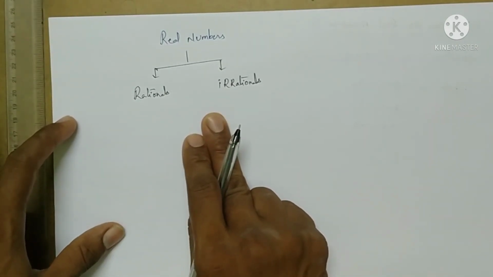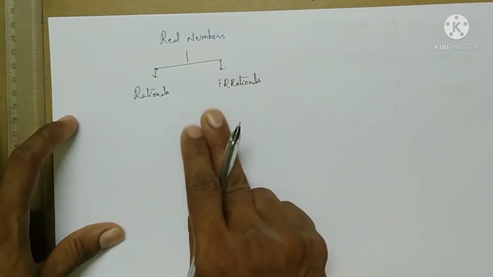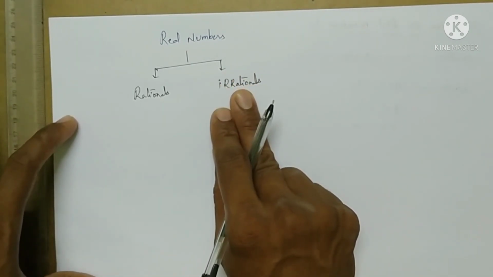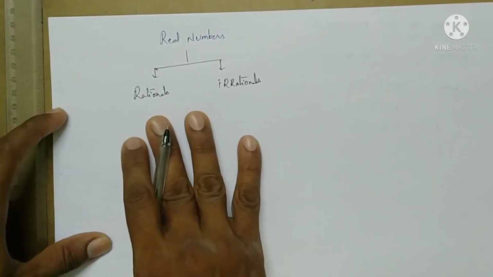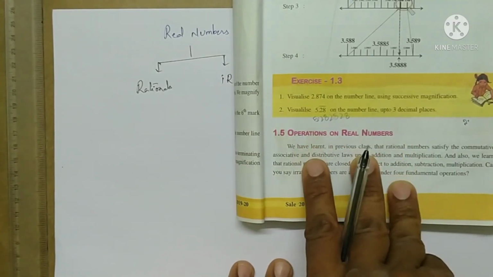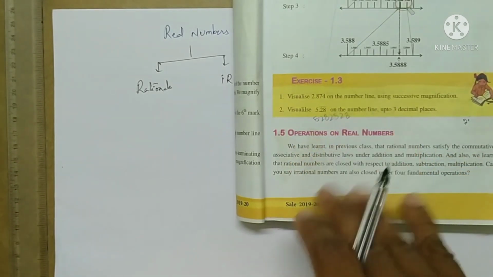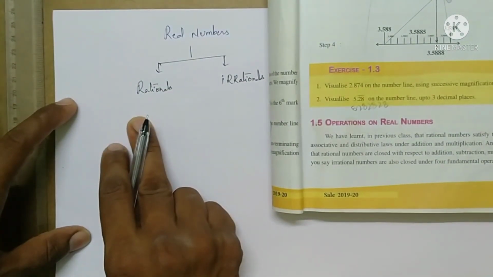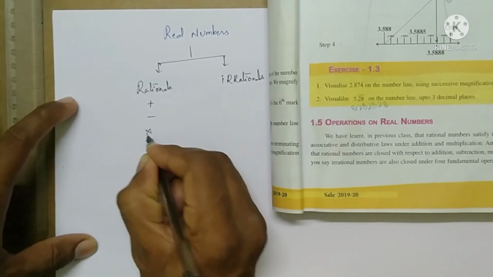So what are the fundamental operations in our number system? Fundamental operations means addition, subtraction, multiplication and division. Okay, so today our topic is operations on real numbers. Rational numbers always follow these four types of rules: addition, subtraction, multiplication and division.